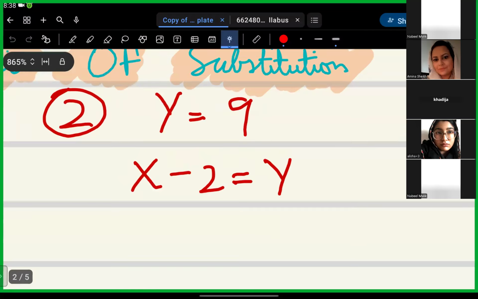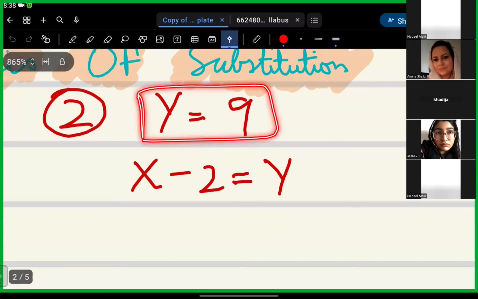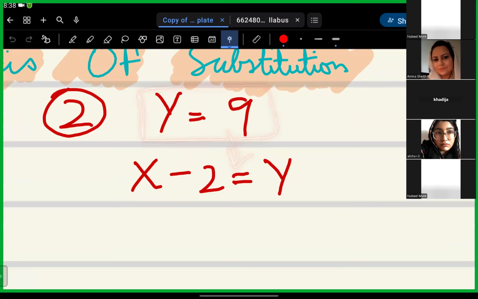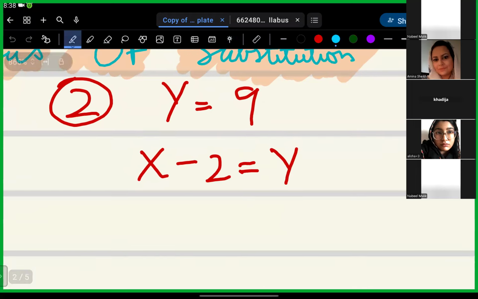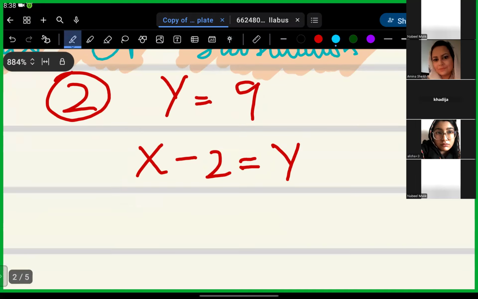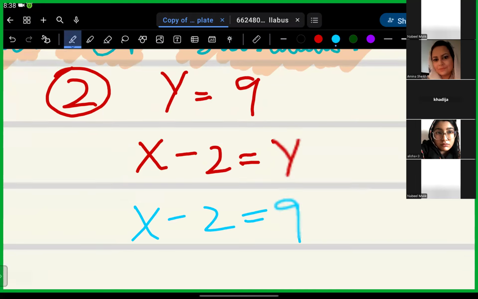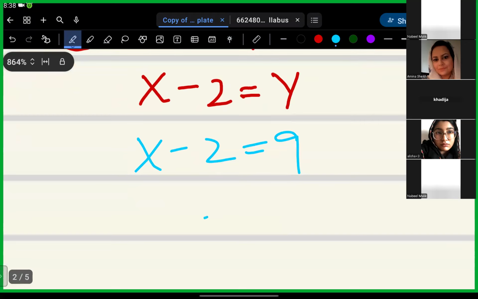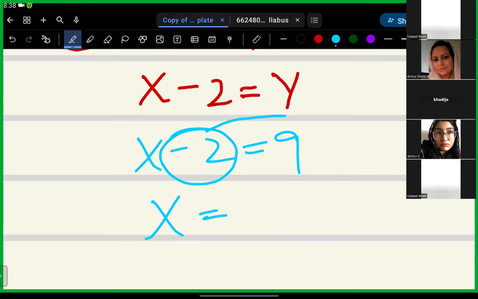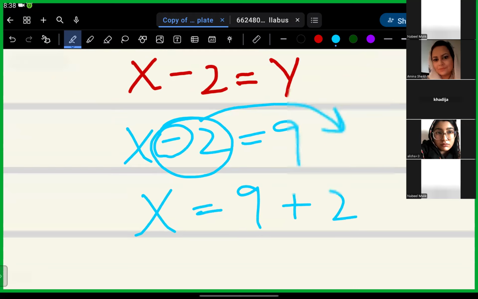So we have to place y is equal to 9 in this equation. So let's do that. x minus 2 is equal to 9. After this, the 2 goes to the other side, the sign is going to change, and it is going to be 9 plus 2, and the answer will be x is equal to 11.